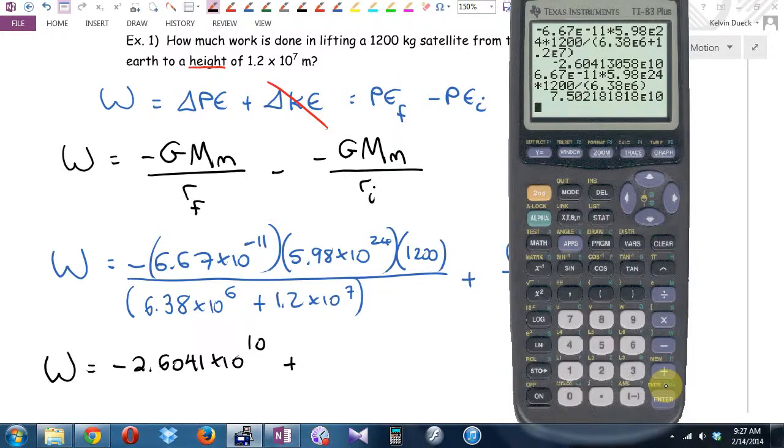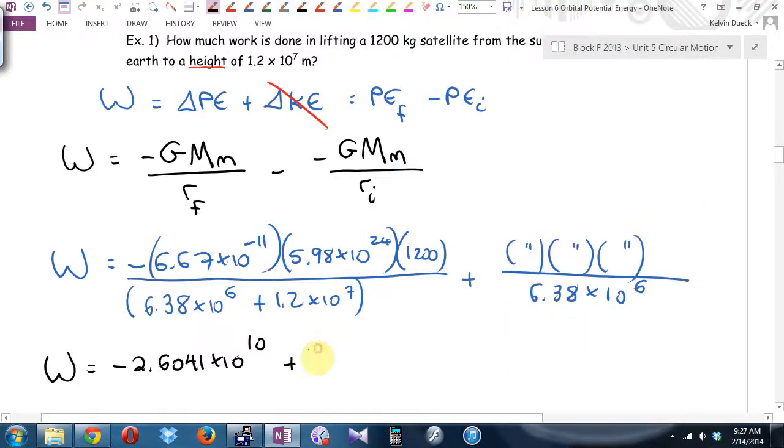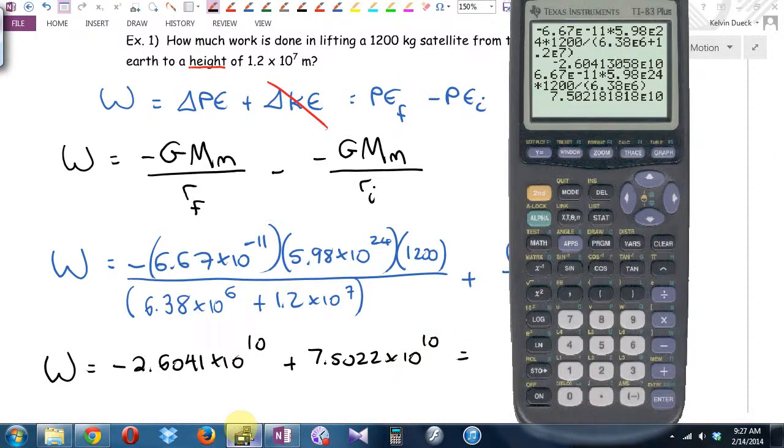7.5022 times 10 to the 10th? So now I'm going to add these two numbers together. Oh, conveniently, I already have that number on my calculator, plus negative 2.6041 times 10 to the 10th. Here's what I want you to notice.